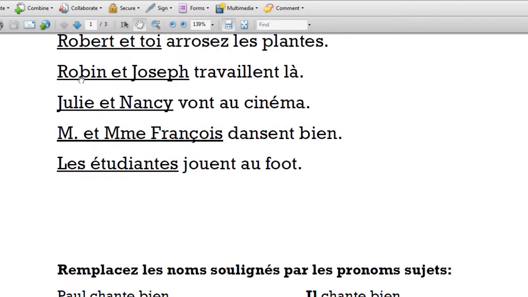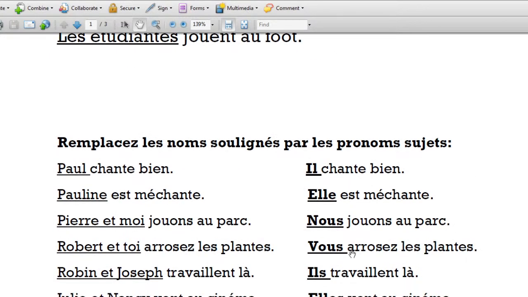You can see this. Robin et Joseph. Okay, two masculine nouns. Robin and Joseph. Two of them. Okay, Robin et Joseph travaillent là. Robin and Joseph. So third person plural. It will be ils travaillent. So masculine, masculine. So masculine plural. Ils.